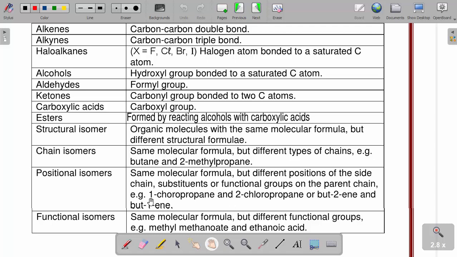Then we have positional isomers, that is same molecular formula but different positions of the side chain, substituents or functional groups on the parent chain. For example, 1-chloropropane and 2-chloropropane, or but-2-ene and but-1-ene. And then lastly, we have what we call functional isomers. They have the same molecular formula but different functional groups. For example, methyl methanoate and ethanoic acid. Let us proceed.